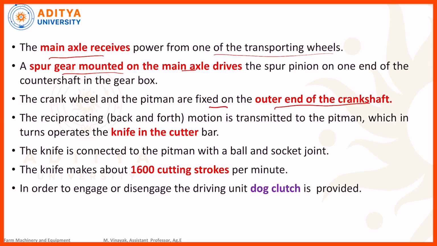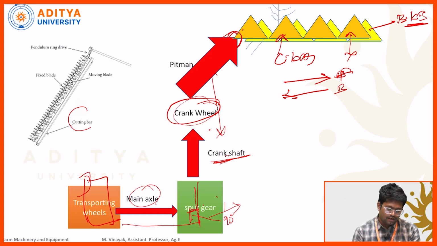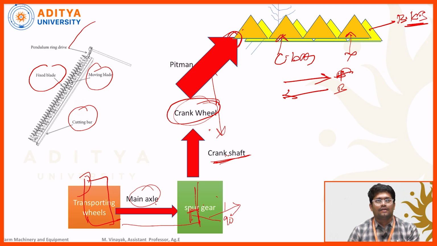The knife is connected to the pitman arm in a ball and socket joint. So, the knife can make 1600 cutting strokes per minute. In order to engage and disengage the driving unit, we use the dog clutch. Here we can see the cutter bar section, moving blade, flexible blade, fixed blade and pendulum ring drive.